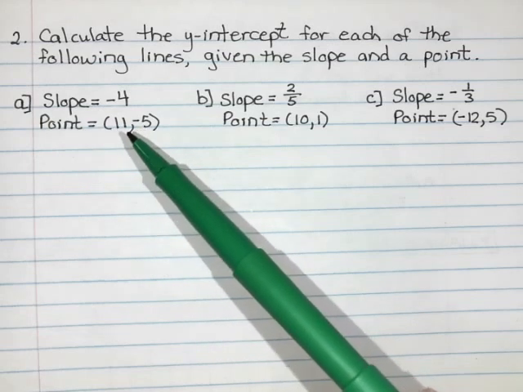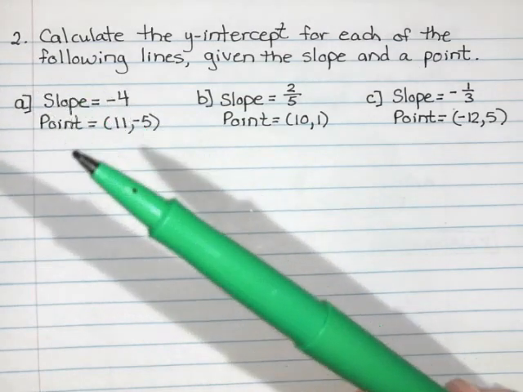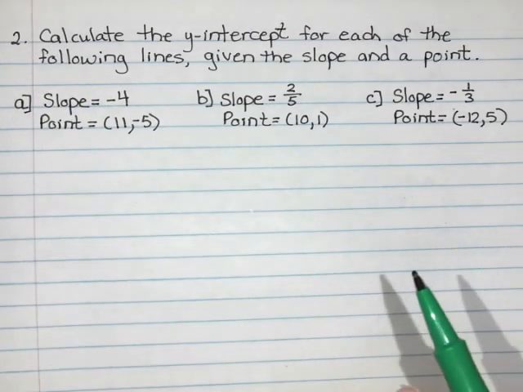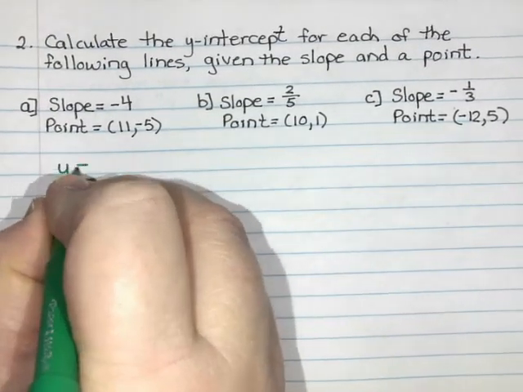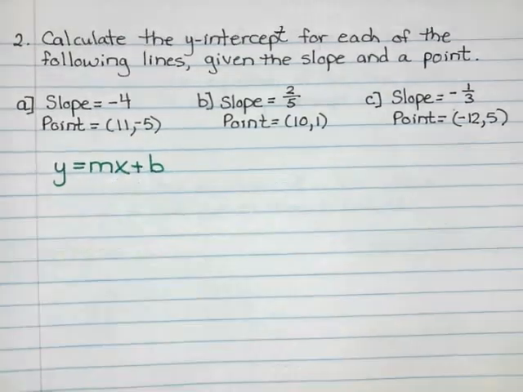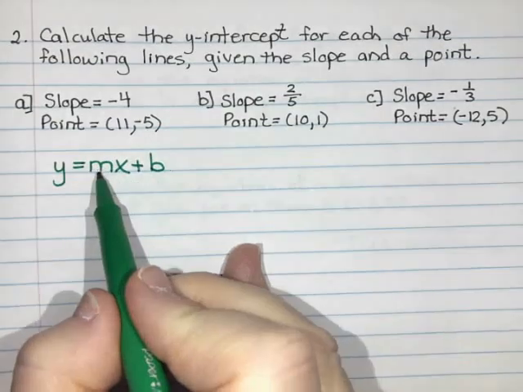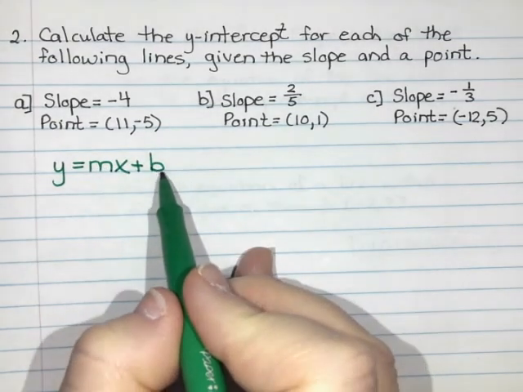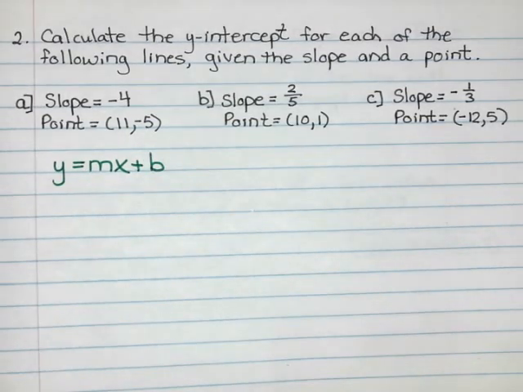So if you don't have a graph to work with and you have to do this with calculations, the secret is to start with y equals mx plus b. That is the generic equation of a line. M stands for the slope, b stands for the y-intercept, and x and y represent all of the points on our line.